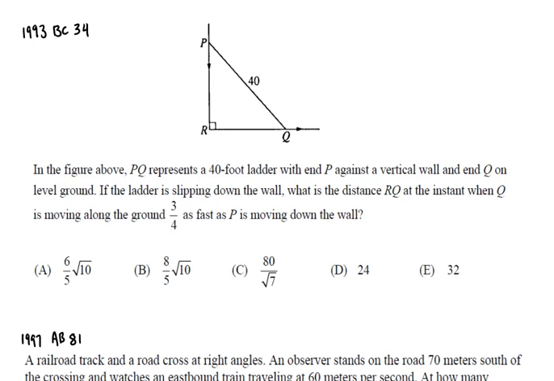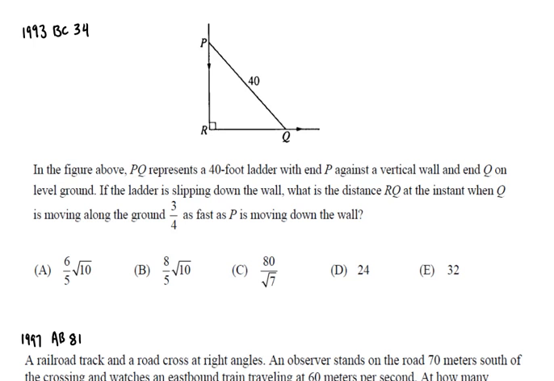In this video, we'll continue with AP multiple choice related rates problems, and we have 1993 BC 34. We have a 40-foot ladder leaning against the wall so that the NP is against the vertical wall and the NQ is on level ground.